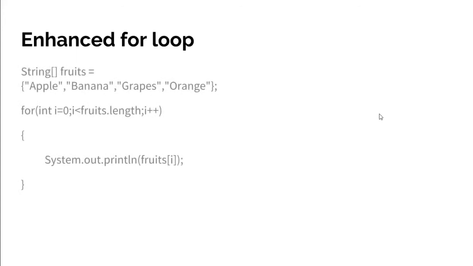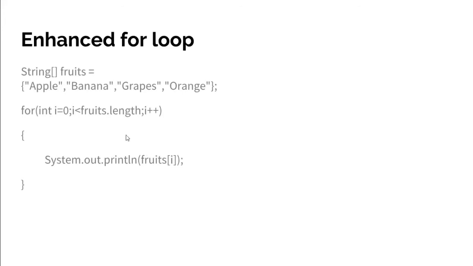Now let us compare enhanced for loop with standard for loop and understand the advantages and disadvantages of enhanced for loop. Consider the previous example of fruits. If we have to use standard for loop for that example, then your code will look like this. String array fruits is equal to apple, banana, grapes, orange, and then standard for loop: integer i is equal to 0, i less than fruits dot length, i plus plus, and then we simply print the fruits value according to its index number.